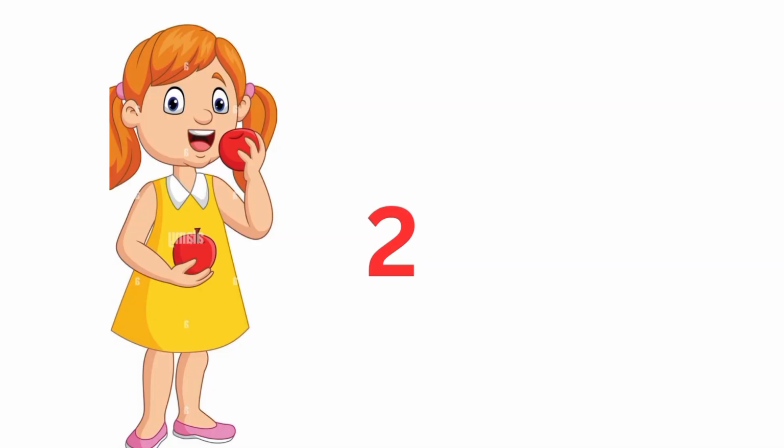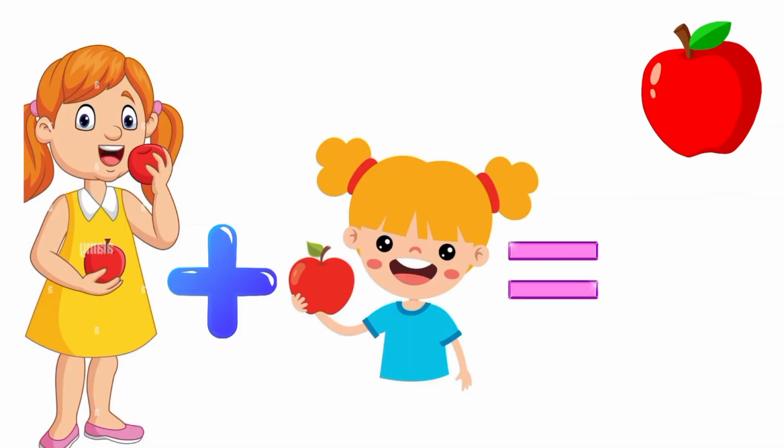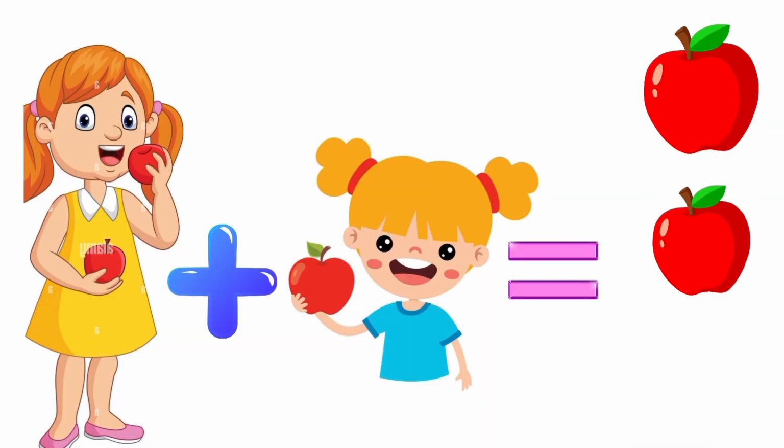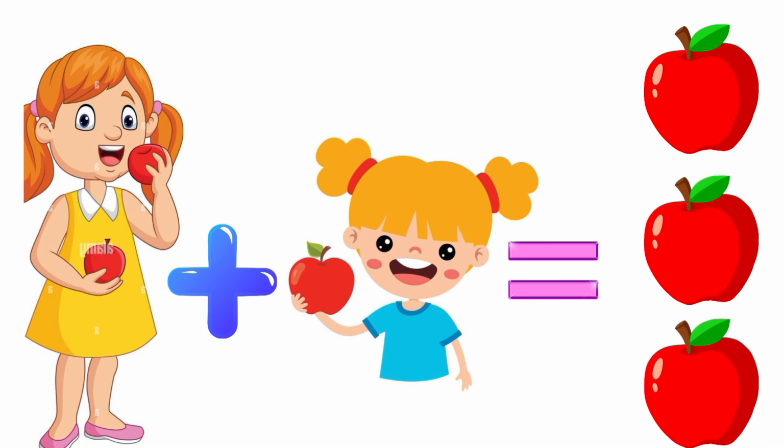This is Nora. She has 2 apples and her sister gave her one more apple. How many apples does she have altogether? 1, 2, 3. Altogether there are 3 apples.